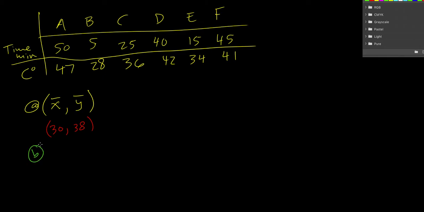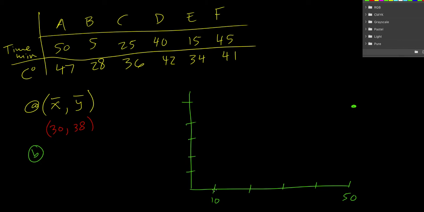says draw a scatter diagram for the data. And so my x values go from 5 to 50, so I'm just going to go 10, 20, 30, 40, 50. And my degrees Celsius go, I'll do 10s as well, 10, 20, 30, 40, 50. And then I just plot those points, so I go 50, 47, 28, 5, wait a second, I did that backwards.